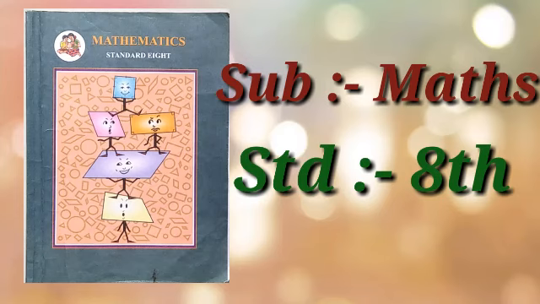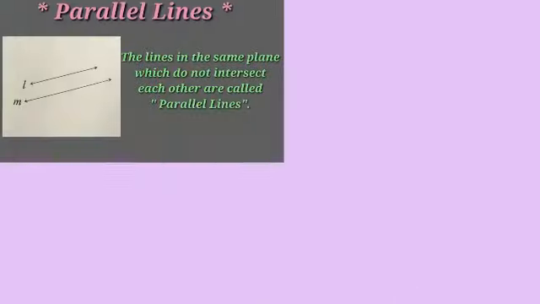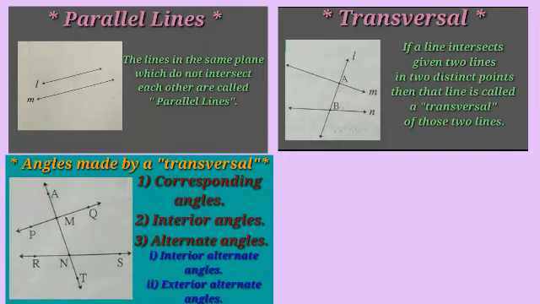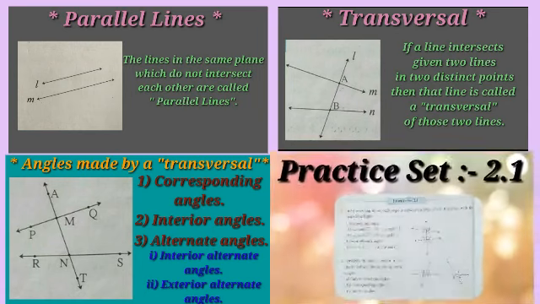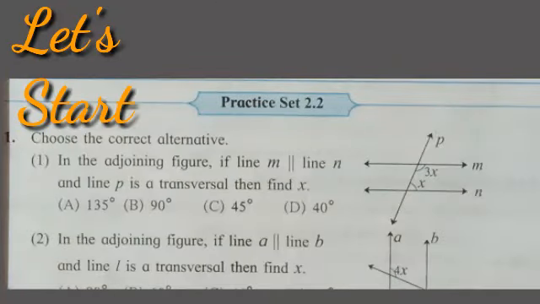In our last video, I started our second unit, parallel lines and transversal. In that, we learned about parallel lines, transversals, and various types of angles like the corresponding angles, interior angles and alternate angles. At the end of that, we finished our practice set number 2.1. So now, let's start the video for practice set number 2.2. In that, let's learn some properties of angles.